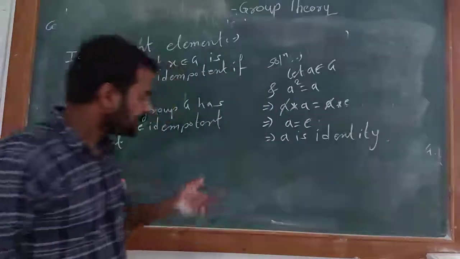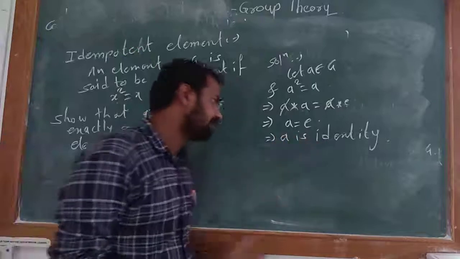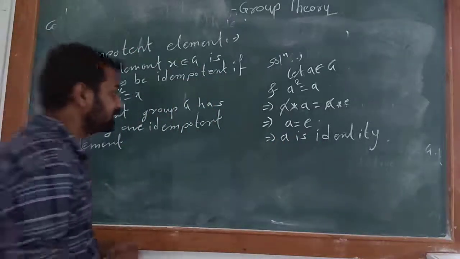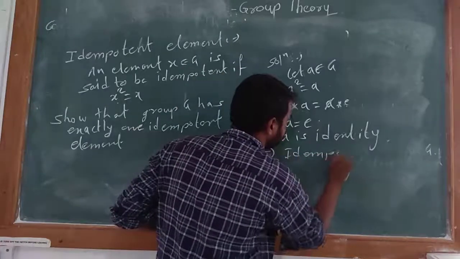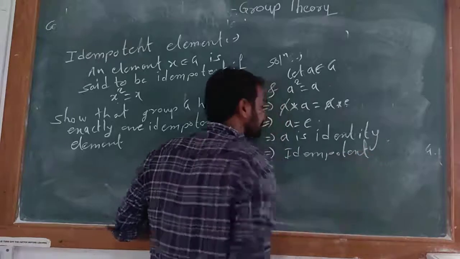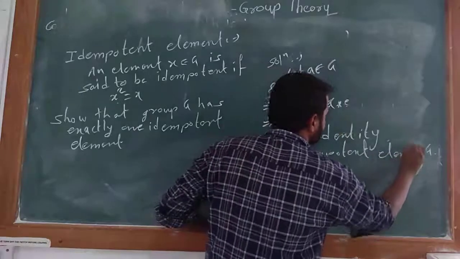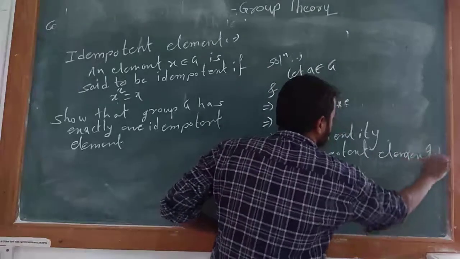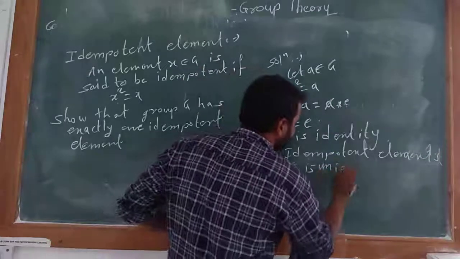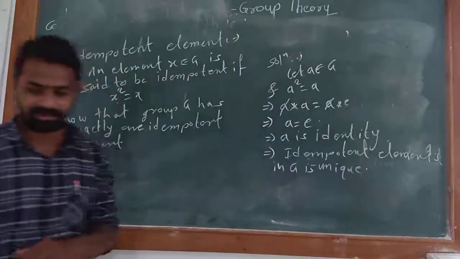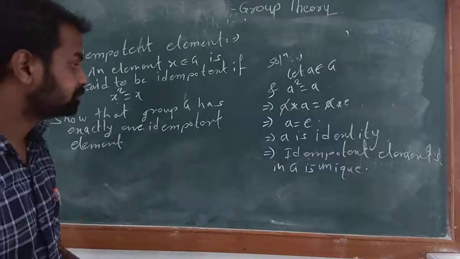In a previous theorem we have seen identity is unique in a group, so A is identity and identity is unique. Therefore this implies idempotent element in group G is unique, that is exactly one element is idempotent.